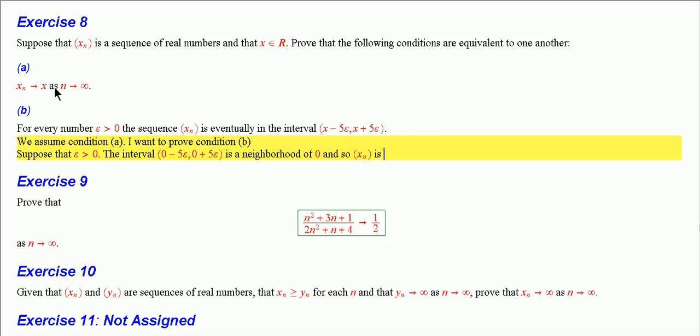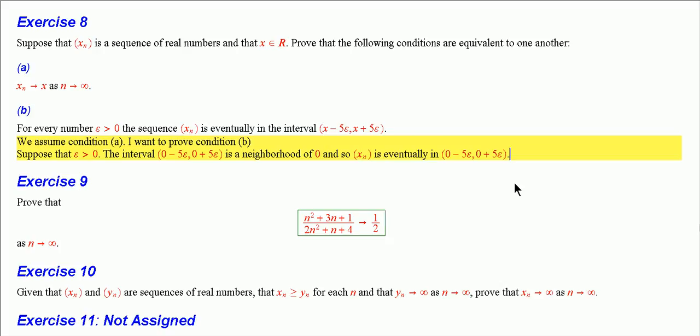Sequence xn is eventually in that interval. In other words, 5 epsilon is a positive number. Therefore, the sequence is eventually in the interval centered at 0, with radius that positive number.